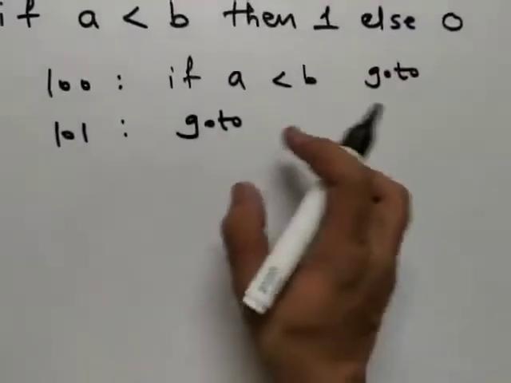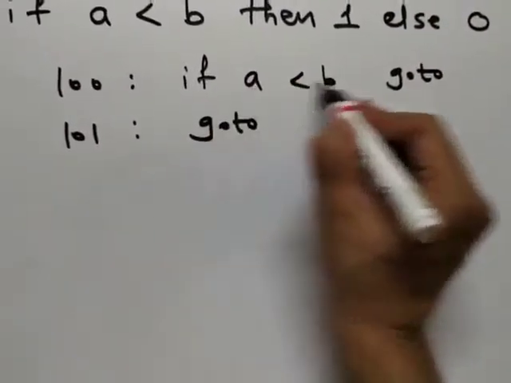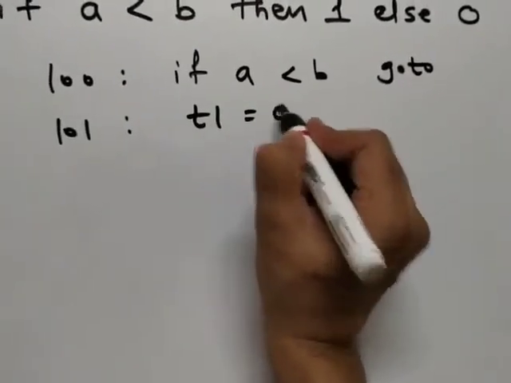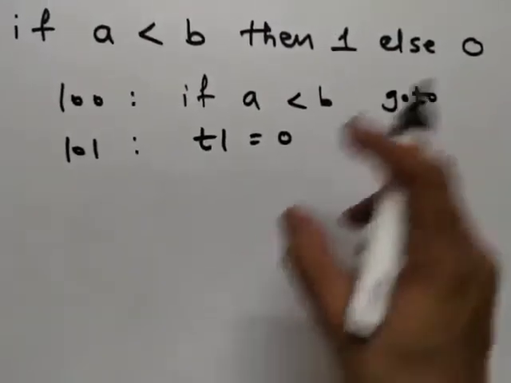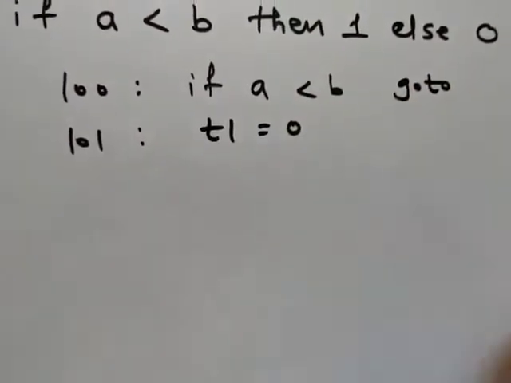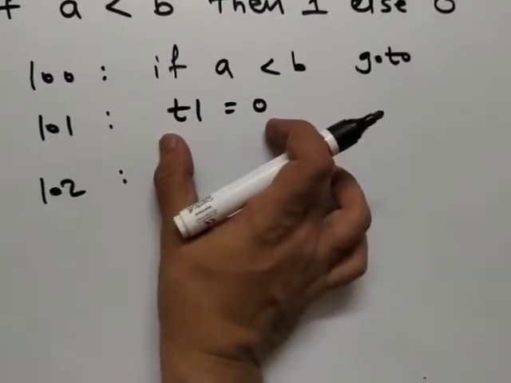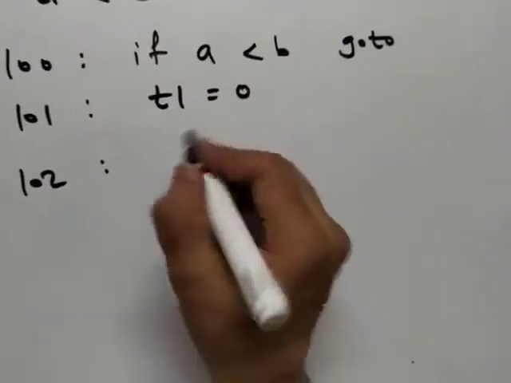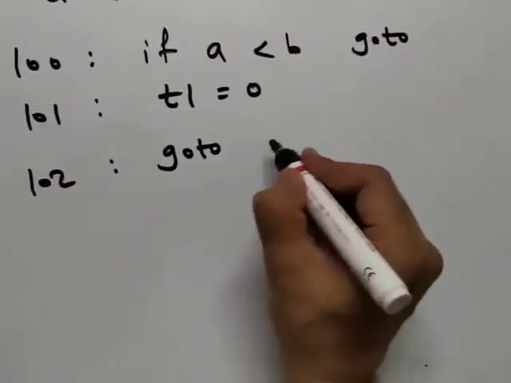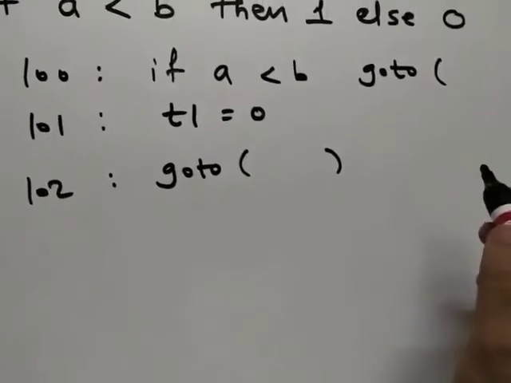So instead of jumping, what we can write is else 0. That means if it is false, then we will be directly evaluating, let's say, t1 equal to 0. Any temp value will be assigned 0. That means when the false condition is there, t1 equal to 0. Then 102, when this condition is executed, we will be coming out of the if block. So we are coming to some location. I am just making empty parentheses over here.